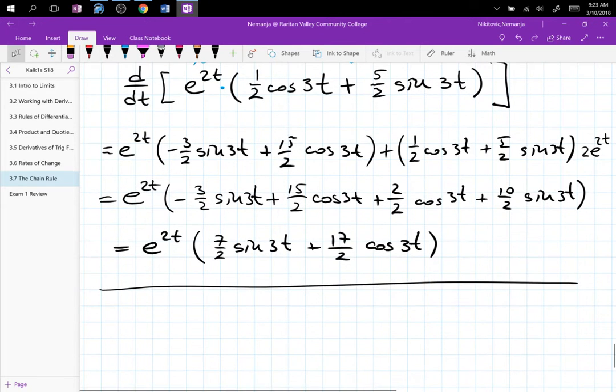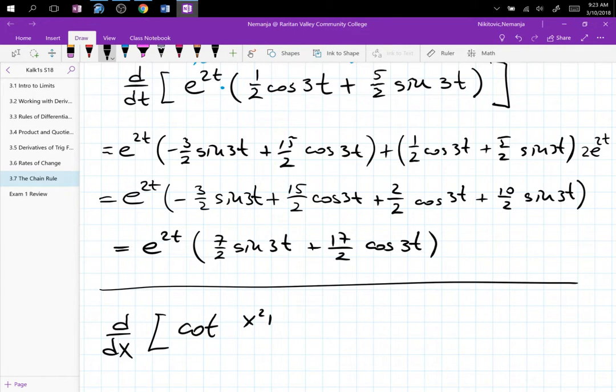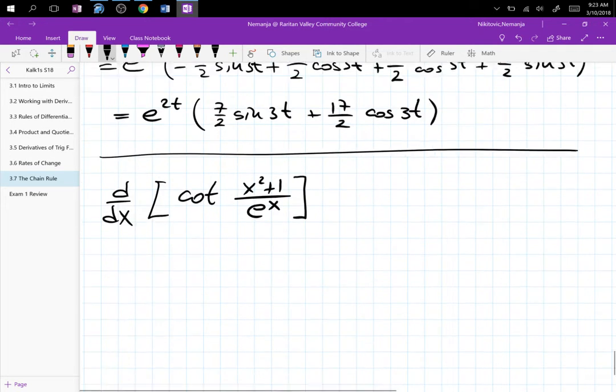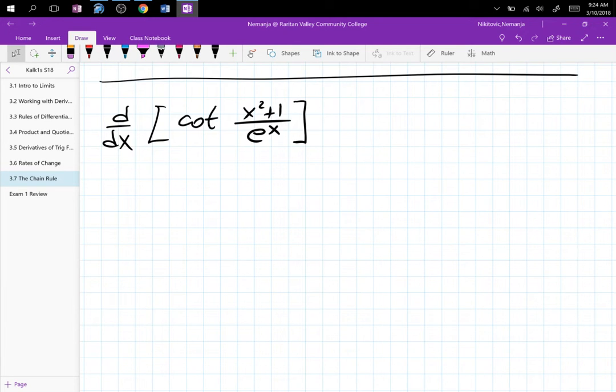So, yeah. Next. Let's have the derivative of cotangent of x squared plus 1 divided by e to the x. That's a beautiful problem.